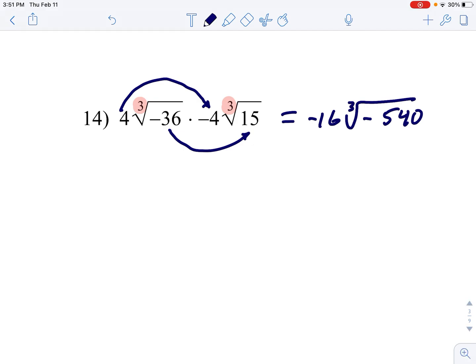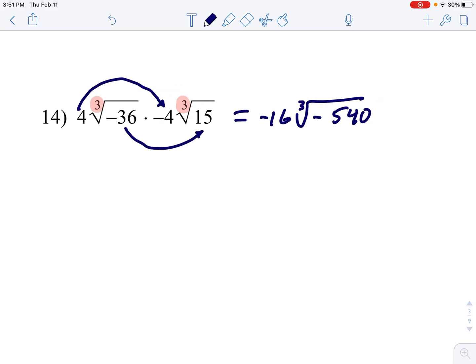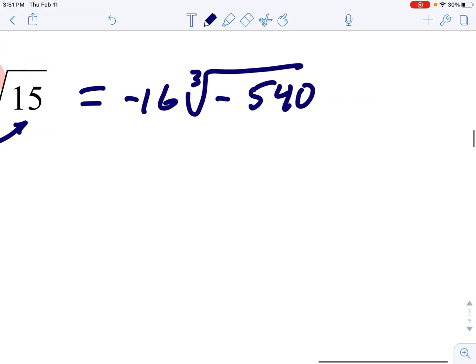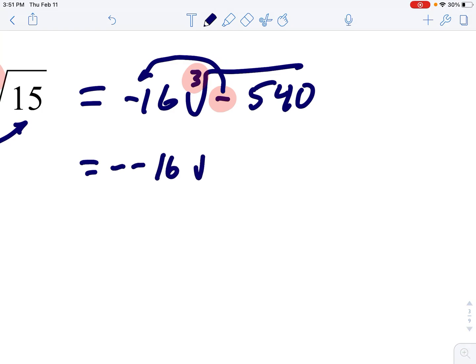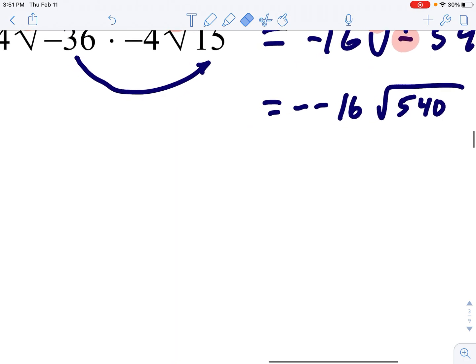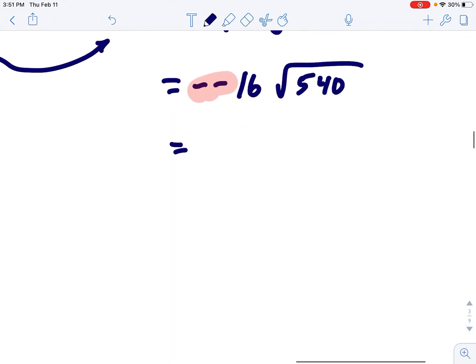And I got to be sure I put my little index up there. Okay, can I simplify this? Well, first of all, when you have an odd root of a negative, which was a major point that I made in yesterday's lesson, you can actually pull that negative out. So we end up with negative 16 square root of 540. And of course, you know what happens when you have a double negative, right? Double negative turns into positive. So this is 16 square root of 540.